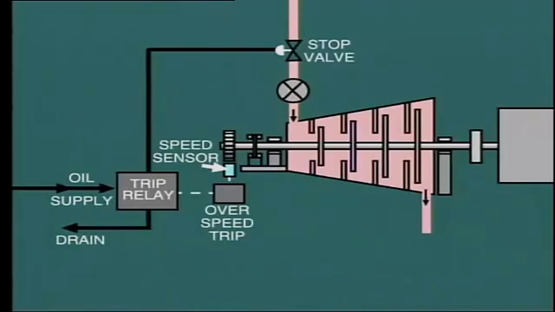Another common type of overspeed relay uses electrical measurement of speed and an electrical circuit to initiate operation of the trip relay through a solenoid.